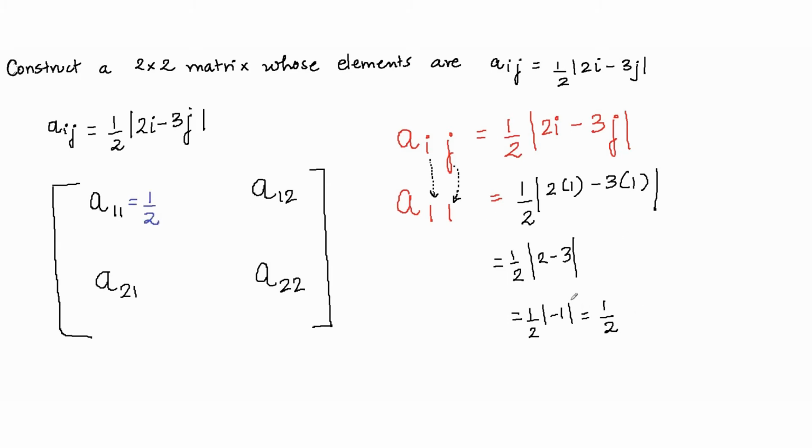Now please understand the meaning of the term magnitude. Magnitude means if you get a negative answer, you just have to replace it with a positive answer, or in general, this is called the magnitude function or the modulus function. This particular function just clips off the negative values and always gives out a positive answer. So it is like we convert a vector quantity into a scalar quantity, and that's why magnitude of minus 1 is just positive 1, and therefore this answer is half.